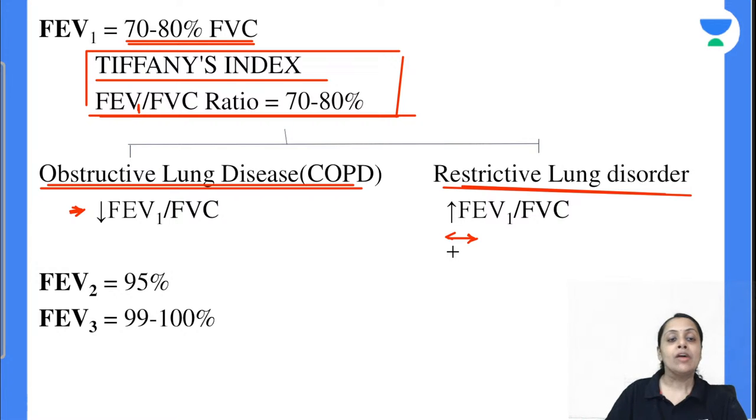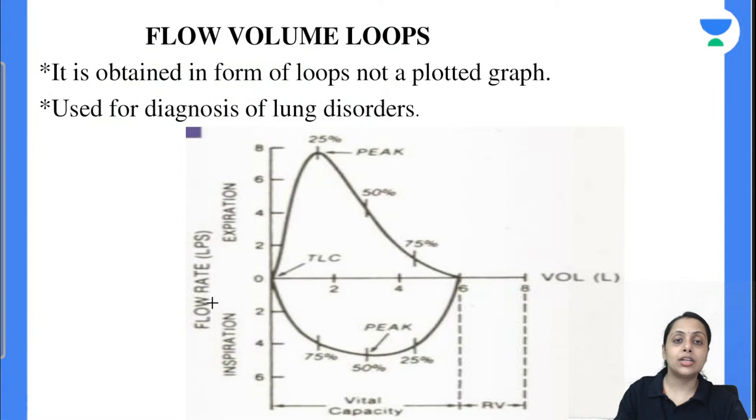Do remember, forced vital capacity in first 2 seconds is 95%, forced vital capacity in first 3 seconds is almost 99-100%. Is this clear with everybody? Moving further to the flow volume loop.